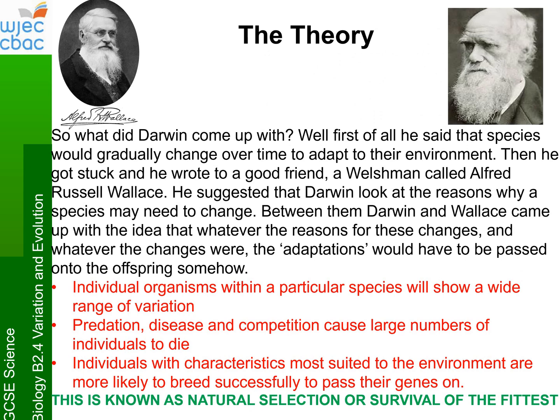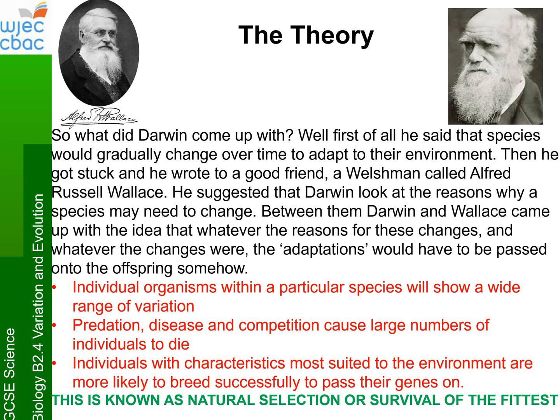So Alfred Russel Wallace is on the left-hand side, Darwin is on the right-hand side, okay? So what did they come up with together? Darwin said, first of all, that species would gradually change over time to adapt to their environment. Then he got a bit stuck and he wrote to his good friend, the Welshman Alfred Russel Wallace.